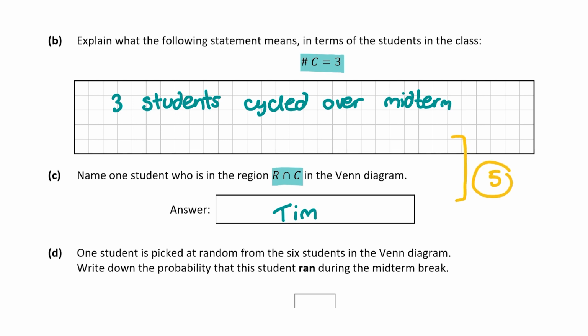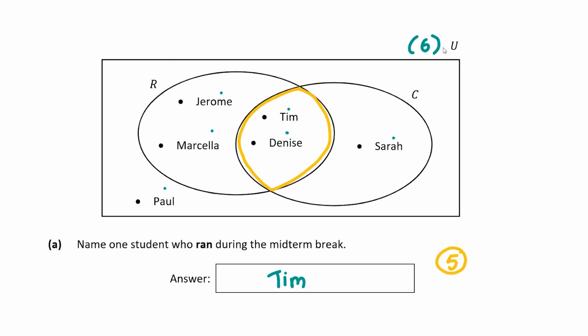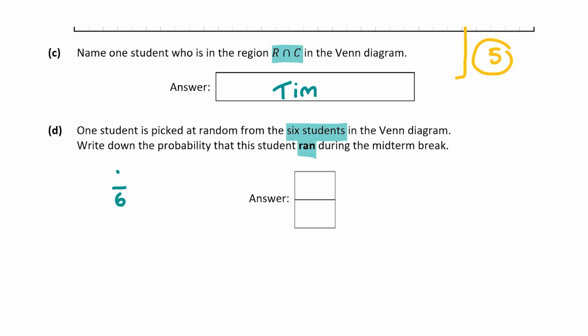Now let's go on to the final part of this question, question D. So we're told that one student is picked at random from the 6 students in the Venn diagram. What is the probability that the student ran during the midterm break? So it's going to be all over 6 because there's 6 students all together, but I'm going to put it down here first just in case we can simplify. So how many students ran? 1, 2, 3, 4 students ran. So the probability of picking a student who ran when you pick one at random is 4 out of 6.